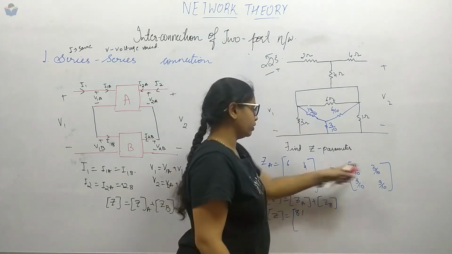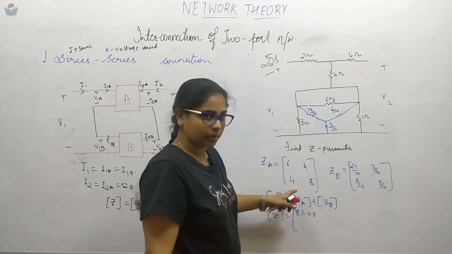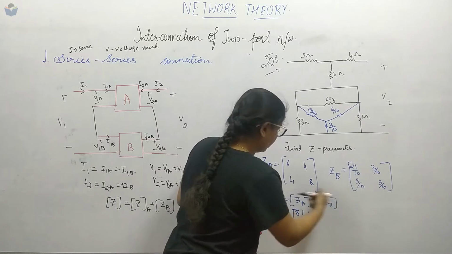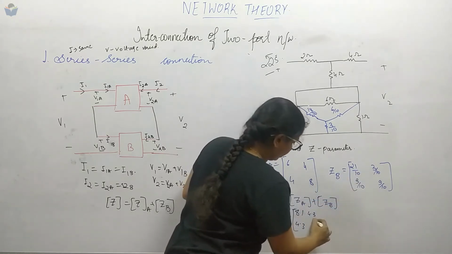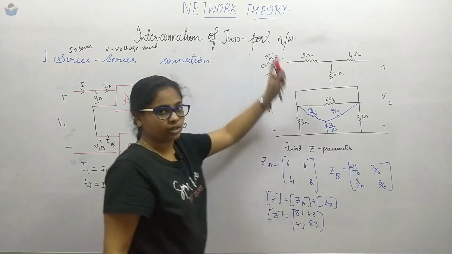Similarly 40, 43, that is 4.3. This is the Z12 parameter. Coming to Z21, it will again be 4.3. Here it is 80, 89, 8.9. So this is the impedance parameter required to solve this question.